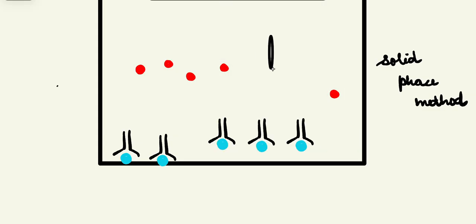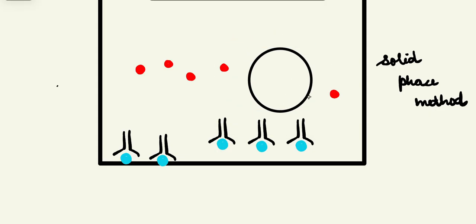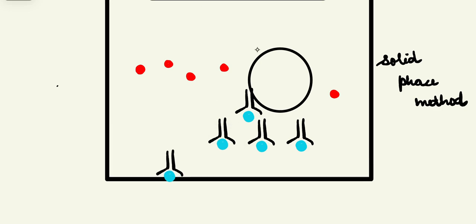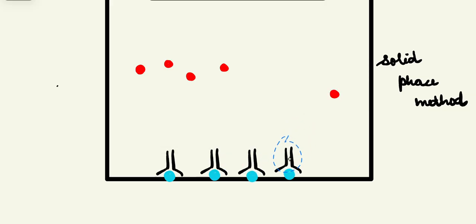Wait, suppose this is my Sepharose bead here. Now what will happen is that this particular one will bind here, and then this will be binding again. Wait, let us not make it complicated. Let me delete this Sepharose bead. Let us attach it here only. So this will be attaching here, this will be attaching here, and similarly this will be attaching here.